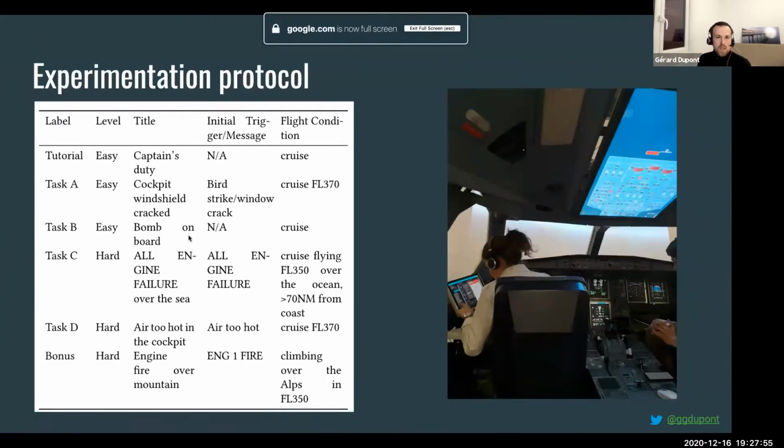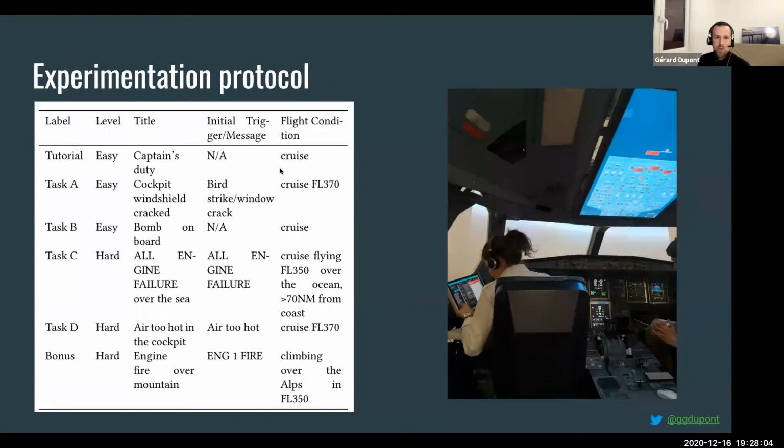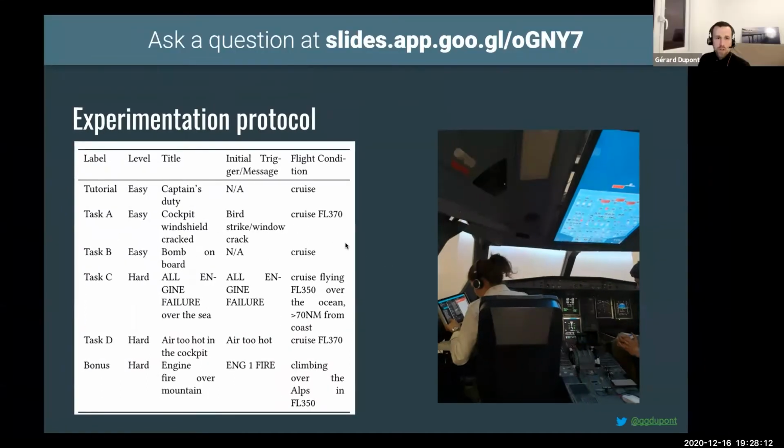So these are the tasks that we defined for the experiment. Actually 5 tasks plus a tutorial. The tutorial was just for the user to get accustomed with the 2 different systems. So very simple, it was simply related to some of the responsibilities of the captain in the cockpit. Then 2 easy tasks and 2 hard tasks.